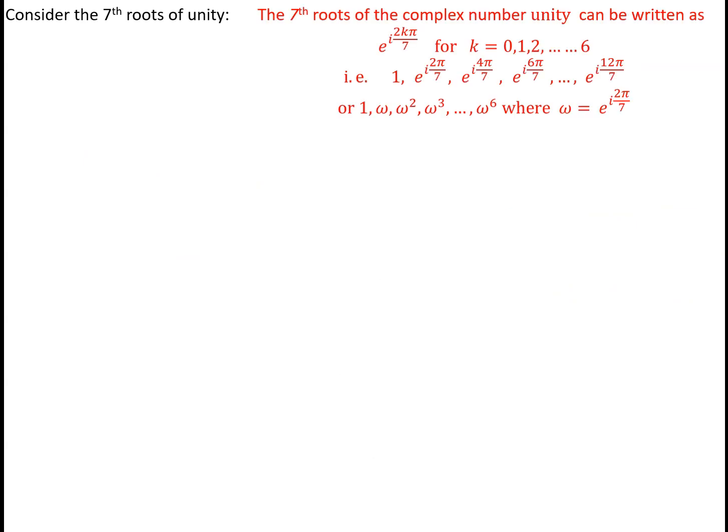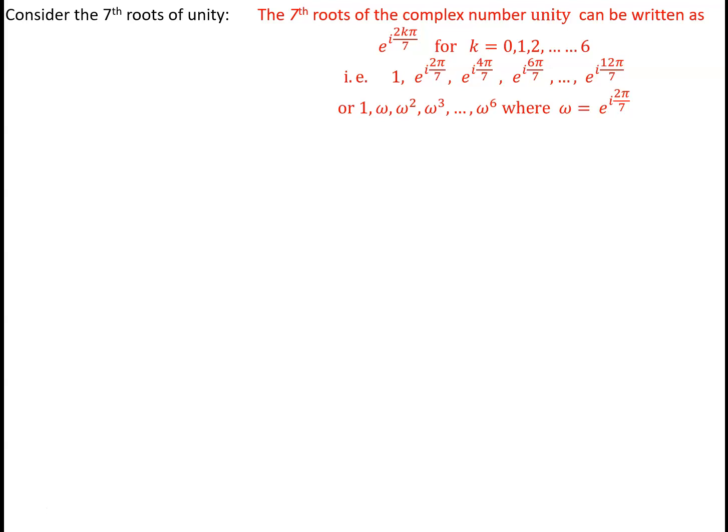So if we consider the seventh roots of unity, then the seventh roots of unity can be written in the form e to the i 2k pi over 7 for k equals 0, 1, 2 all the way up to 7 take away 1, which is of course 6. e to the i times nothing is e to the nothing, which is 1. e to the i 2 pi by 7, e to the i 4 pi by 7, all the way up to e to the i 12 pi by 7.